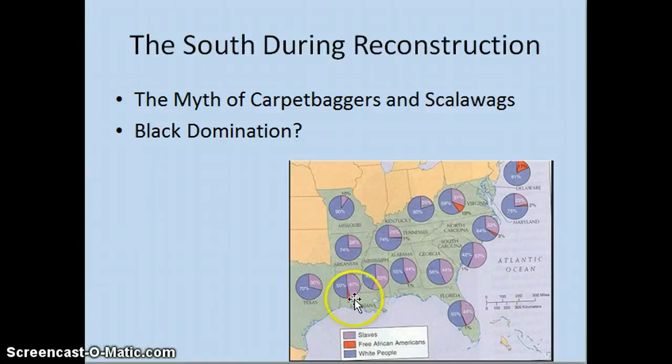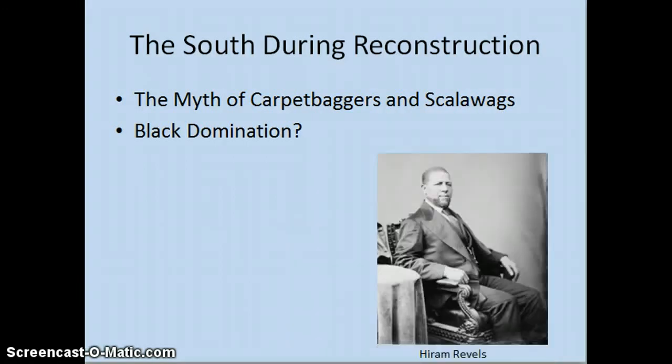As you can see, in places like Mississippi, Alabama, Georgia, South Carolina, etc., you end up with some regions that have almost a majority of African Americans. In fact, in places like South Carolina and Mississippi, majority African American populations. And they voted in large numbers, and they elected Republicans, many of them blacks. For example, Hiram Revels is the first black senator. He was elected in 1870. Typical of many of the black politicians of the time, he was an ordained minister. These tended to be middle and upper class people rather than former slaves.